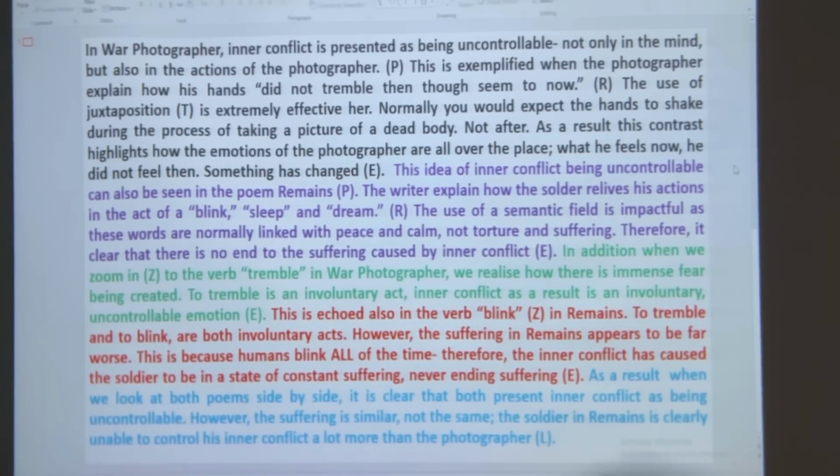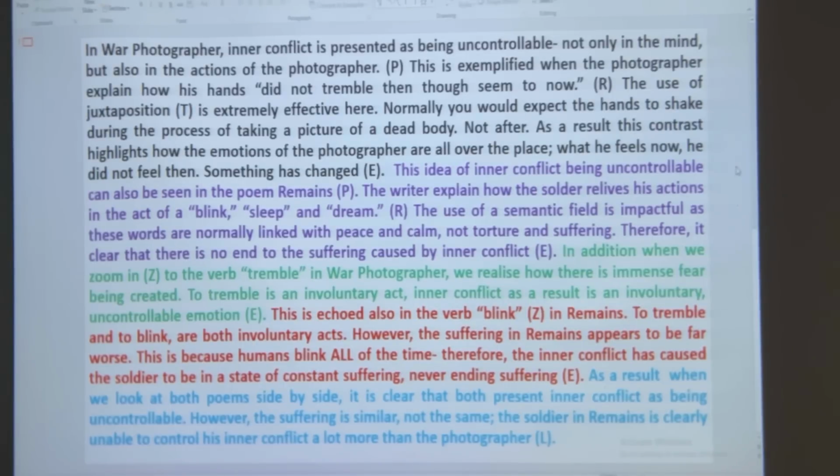And I apologize if there's any mistakes because I was typing live. So there may be some mistakes here and there. In Wolf Photographer, inner conflict is presented as being uncontrollable, not only in the mind, but also in the actions of the photographer. This is exemplified when the photographer explains how his hands did not tremble then, though seem to now. You must embed your quote. The use of juxtaposition is extremely effective here. Guys, it should be here, not her.